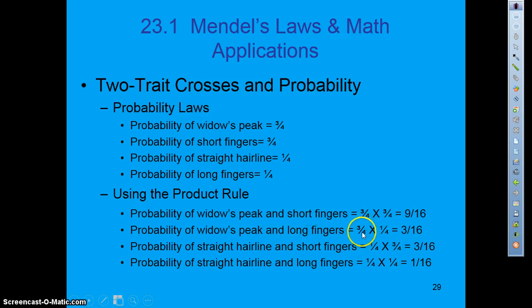Widow's peak and long fingers is 3/4 times 1/4, so it's 3 out of 16. Straight hairline and short fingers, 1/4 times 3/4, so there's your other 3. And then the probability of getting a straight hairline, which is 1/4, and long fingers, which is 1/4, those are the two recessive qualities, is 1 out of 16.